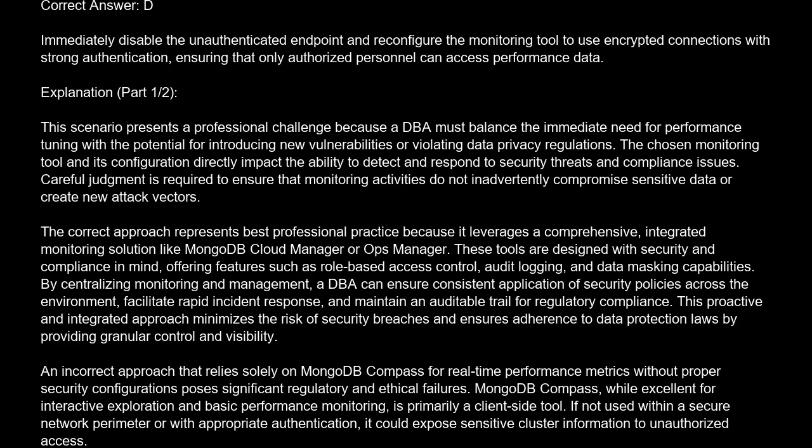Correct answer is D. Immediately disable the unauthenticated endpoint and reconfigure the monitoring tool to use encrypted connections with strong authentication, ensuring that only authorized personnel can access performance data. Explanation. This scenario presents a professional challenge because a DBA must balance the immediate need for performance tuning with the potential for introducing new vulnerabilities or violating data privacy regulations.